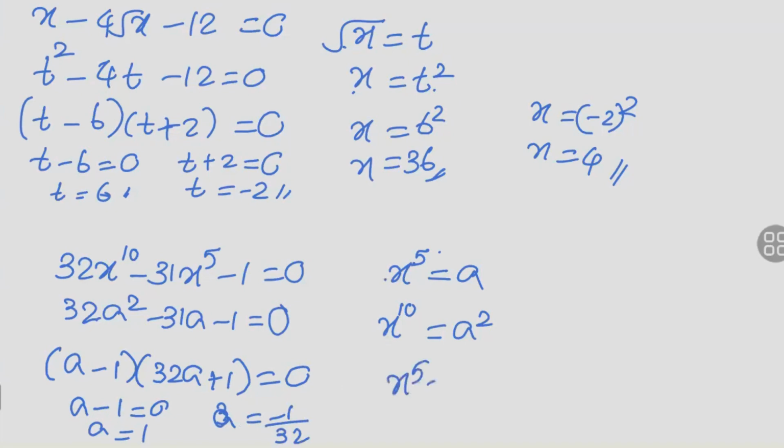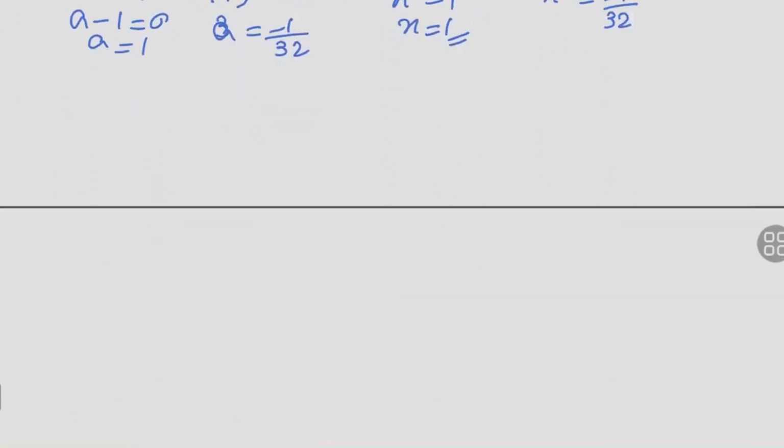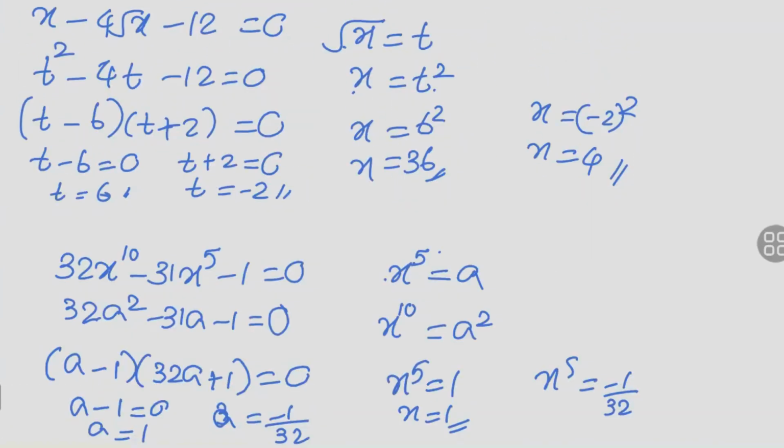X to the power 5 equal 1, x equal 1, right? So here also, for the other answer, substitute x to the power 5 equal minus 1 over 32. Then get the fifth root using the calculator, right? Using the calculator, take the fifth root. That means minus 1 over 2, right? Then I remind you, this is the substitution method.